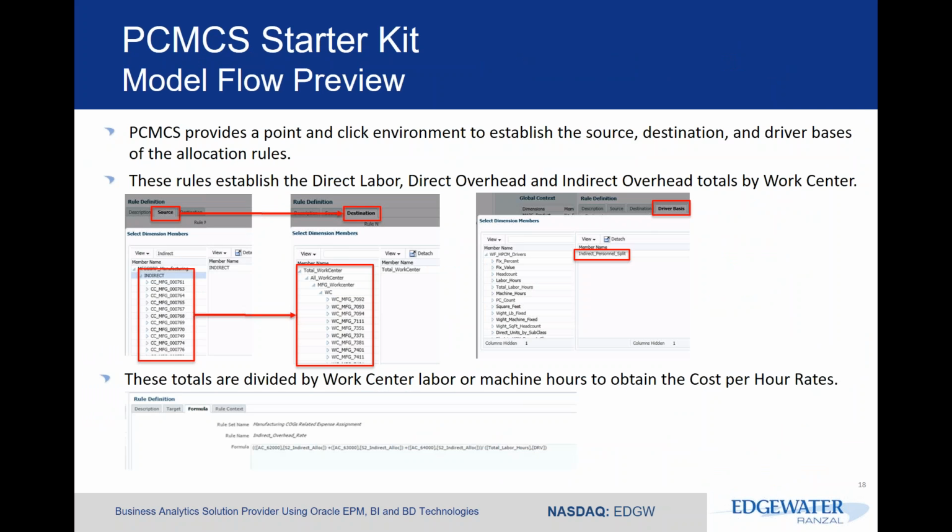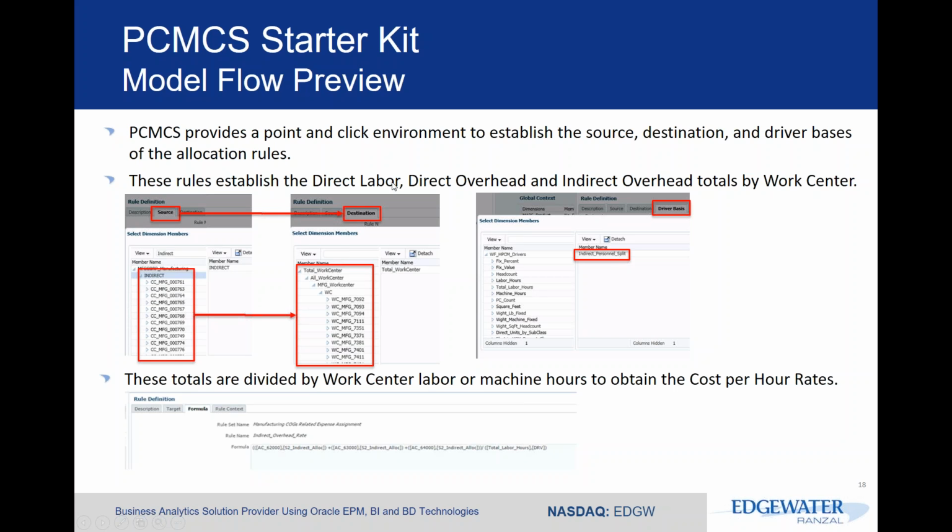So now when we look at the overall flow, what we'll see in the demonstration is we'll see how PCMCS naturally provides a useful point-and-click method to do this process. So you can see, for example, here we have in this screenshot a series of manufacturing or indirect cost centers that aggregate to a parent, indirect, and we can allocate the indirects to work centers.